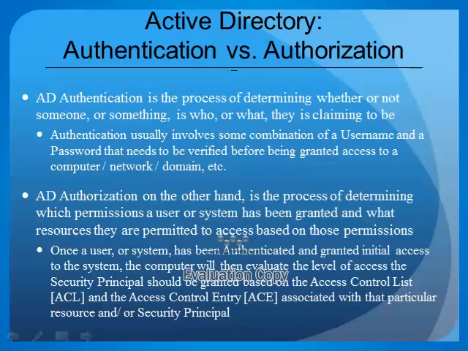Active Directory authorization, on the other hand, is the process of determining which permissions a user or system has been granted and what resources they are permitted to access based on those permissions. Once a user or system has been authenticated and granted initial access to the system, the computer will then evaluate the level of access the security principal should be granted based on the access control list and the access control entry associated with that particular resource and/or security principal.